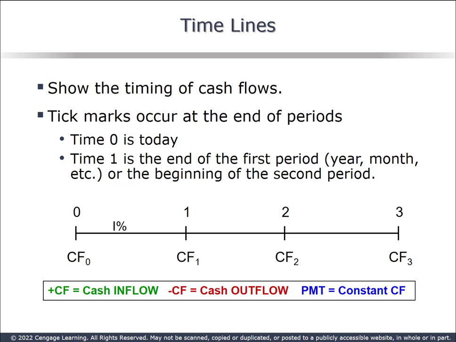On a timeline, the tick marks the end of the period, so the 1 marks the end of period 1. The default in finance is that cash flows occur at the end of a period. Time 0 is now, today.